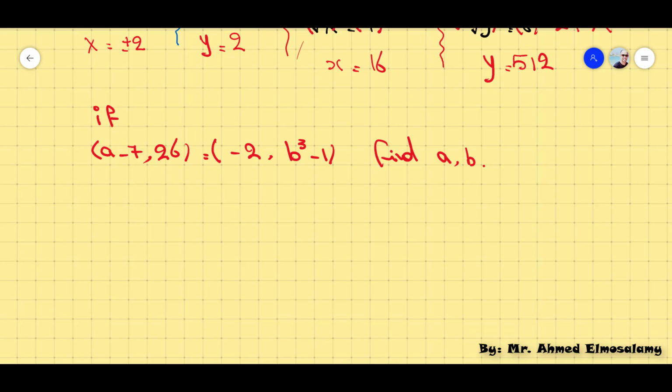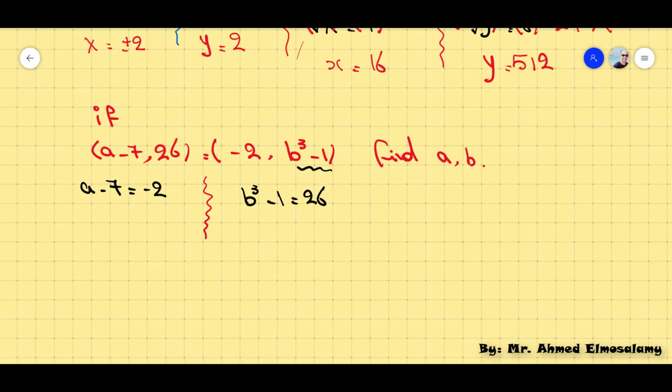How to find the value of a and b? Firstly, make a line between them. The first projection is what? a minus 7 equals the first projection, negative 2. And here the second one equals 26. The second here equals b to the power 3 minus 1. I can write b to the power 3 minus 1 equals 26, or I can write 26 equals b to the power 3 minus 1. It's easier to write b to the power 3 or the variable on the left.